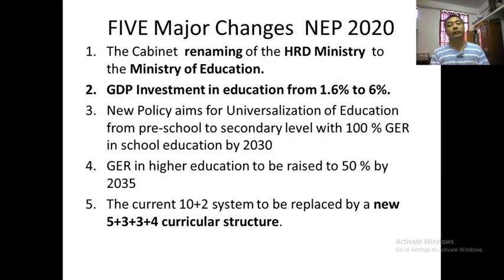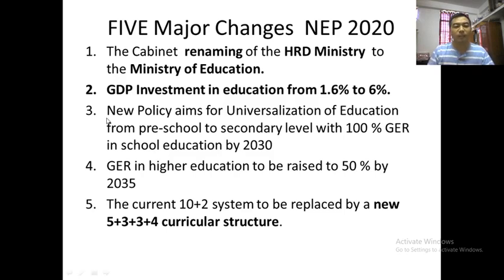In this new education policies, we see 5 major changes. The cabinet renamed the HRD ministry to be the Ministry of Education. Number 2 was the gross domestic product investment in education from 1.6% to 6%. Presently, we are having only 1.6% GDP, but the new education policies seek to invest 6%.